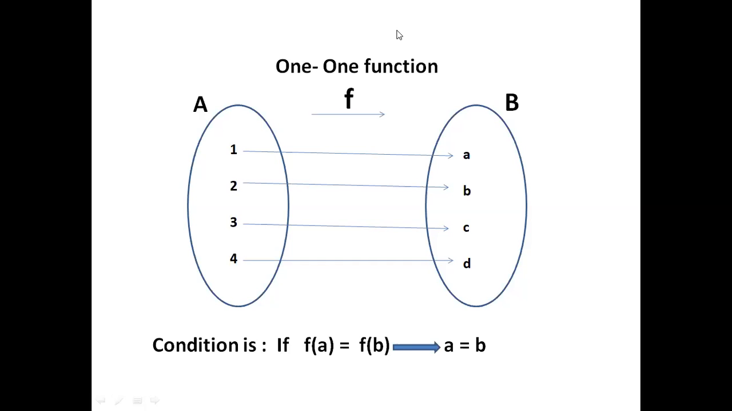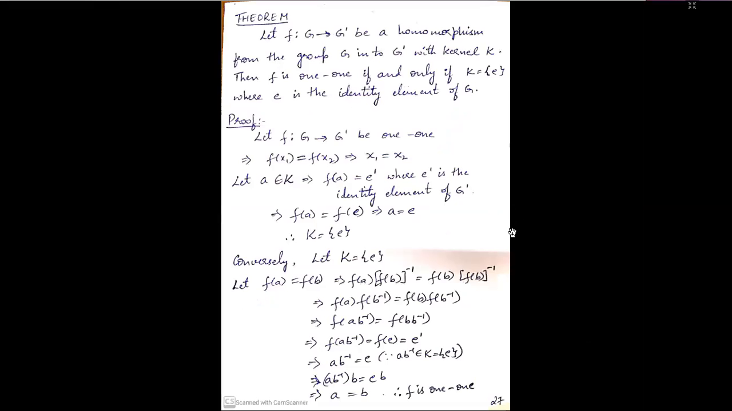Now we'll look at the proof. Here we first assume that f is 1-1. If f is 1-1, it means f of x1 is equal to f of x2 implies x1 is equal to x2, where x1 and x2 belong to G. Now we need to show that K is a singleton identity.